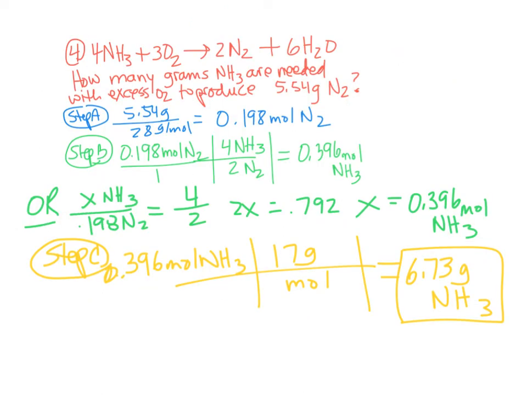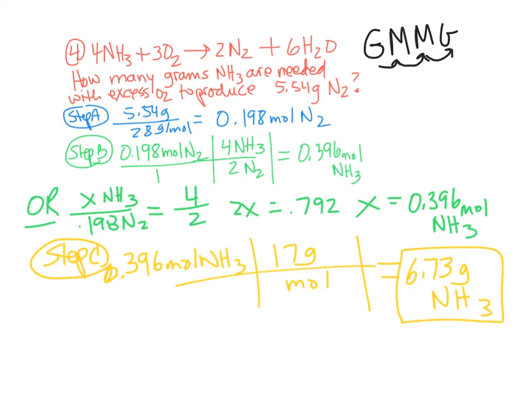This is the most complicated problem we'll do. It's a three-step problem, steps A, B, and C, and this is your classic gram, mole, gram problem. We're starting with grams and converting to moles. Then we convert those moles to the moles of the unknown using the mole ratio from the balanced equation. Then we convert to the grams of the unknown.